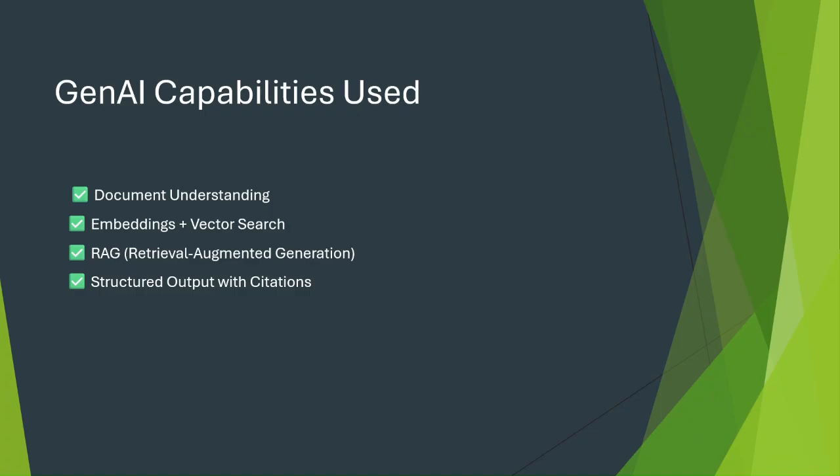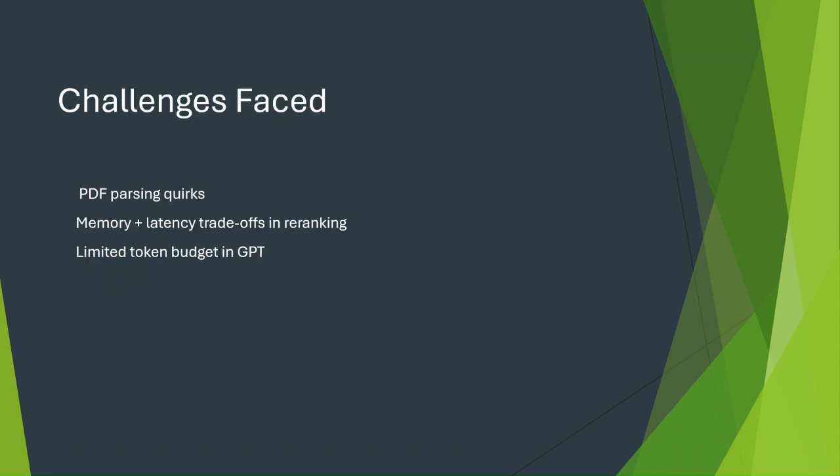The project uses at least 4 GenAI capabilities: document understanding, retrieval-augmented generation, embeddings, and structured output with source citations. Parsing PDFs was tricky due to formatting inconsistencies. I had to clean a lot of junk characters. Also, re-ranking slowed the pipeline but improved the accuracy.